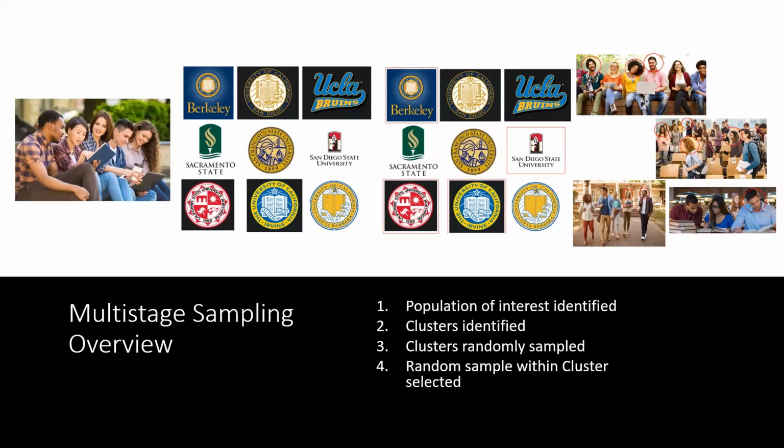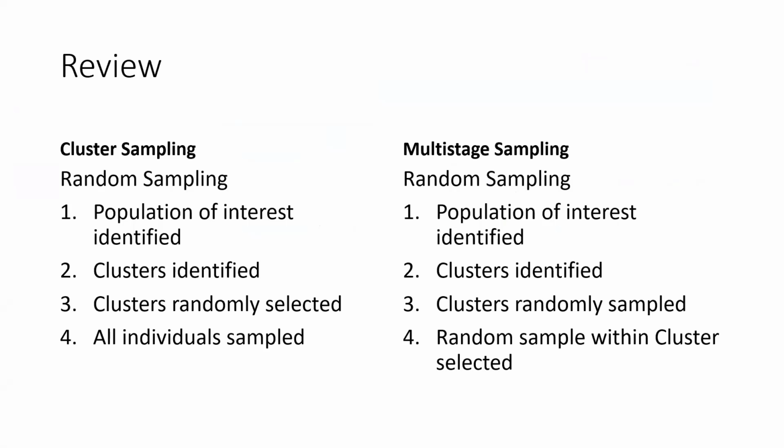First, population of interest is identified. Then the clusters you want to focus on are identified. Then those clusters are randomly sampled. And then from within those random sample of clusters, you're going to randomly select from that population. So again, using your research as an example, you would first identify your population of interest, which would be university-age students, the cluster you would want to focus on, which would be universities within California. Then you would randomly sample from those universities, and then you would randomly sample from those student bodies to get your sample population.